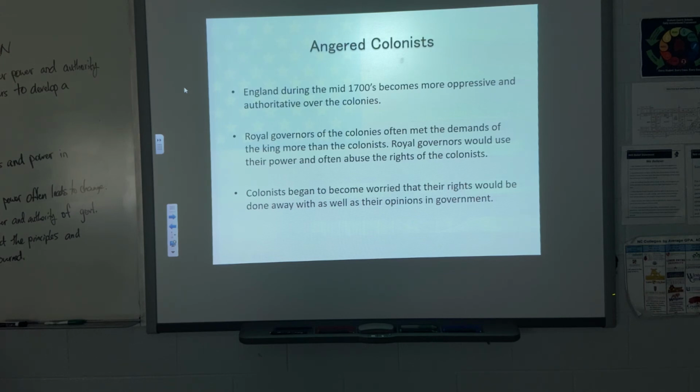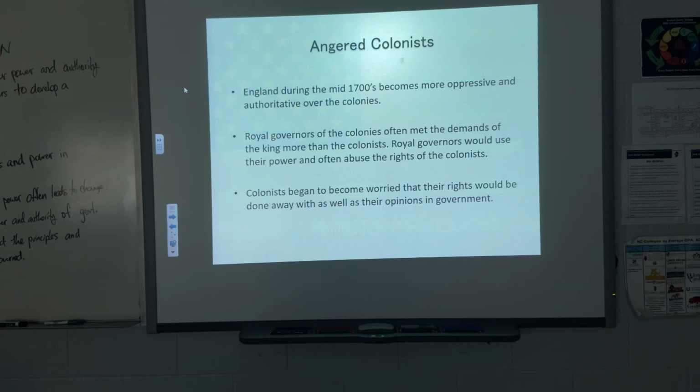Second bulleted point is a must. Royal governors of the colonies would meet the demands of the king more than the colonists. So royal governors would use their power and often abuse the rights of the colonists. Very important that you know that. Colonists began to worry that their rights would be done away with, as well as their opinions in government. So people are starting to become fearful that they are falling back into a tyrannical or oppressive rule.